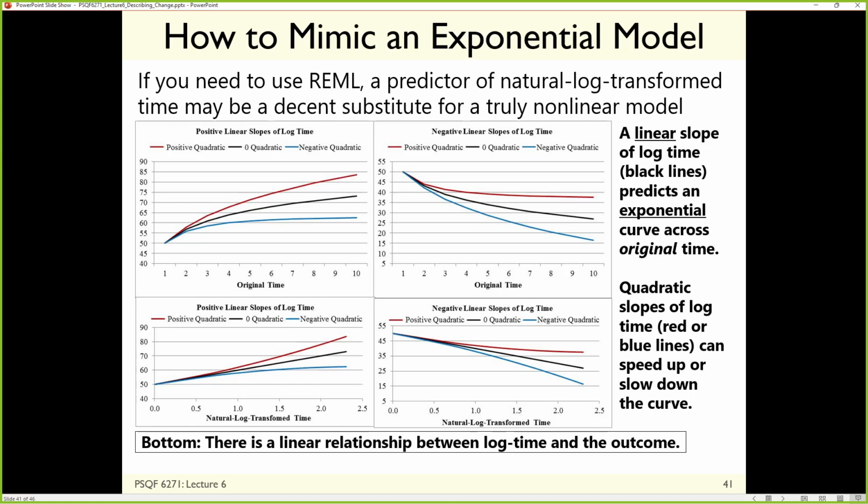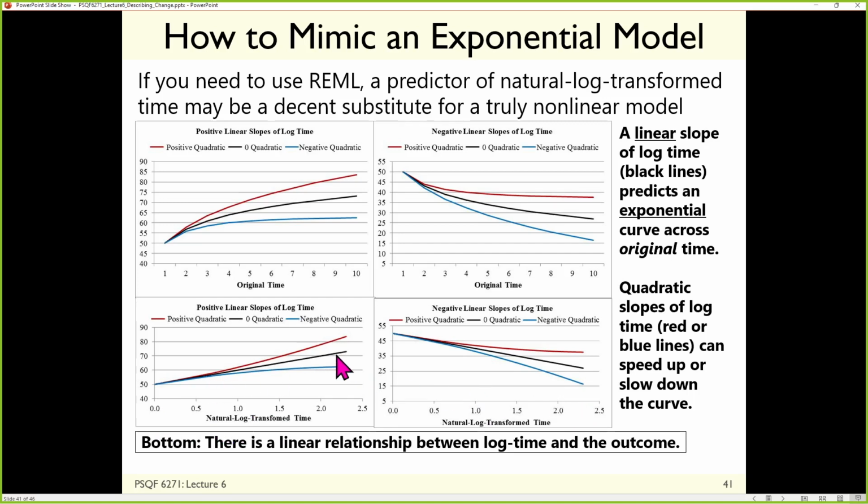So if we want to do something that's faster and easier and in which REML estimation is possible, the easiest way to trick your model into looking like an asymptote is to log transform your time predictor. So these pictures show on the bottom, the x-axis is natural log transformed time. So if time starts at occasion 1, 2, 3, 4, then the log of occasion 1 would be 0. So 0 is the start of the x-axis in these pictures.